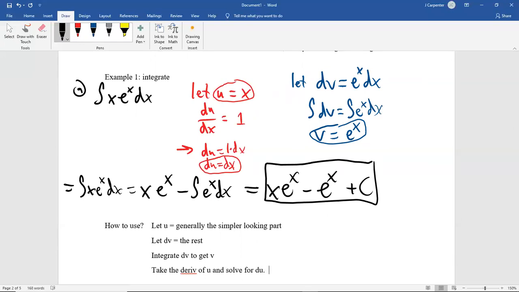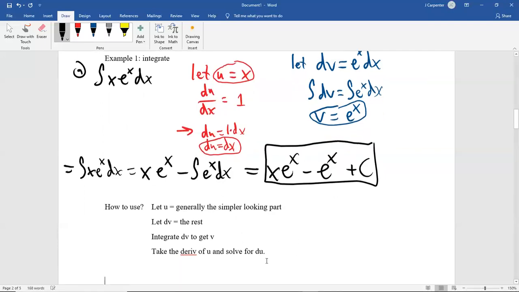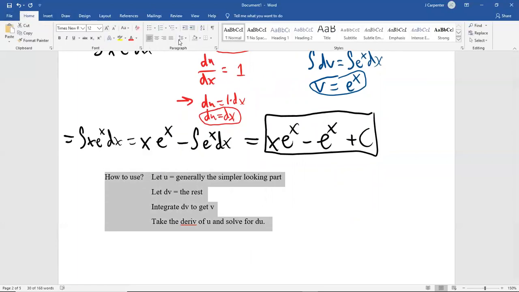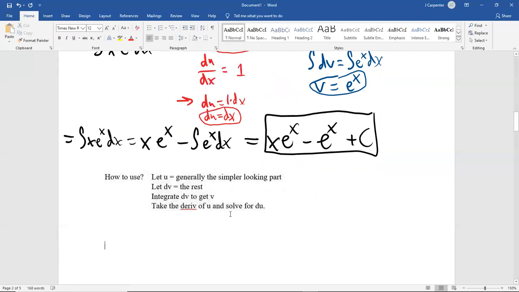Again, there's one major difference between substitution and integration by parts. Substitution, you're solving for dx. Parts, you're solving for du. Just do this. I want this all together, so let's remove the space. Perfect.